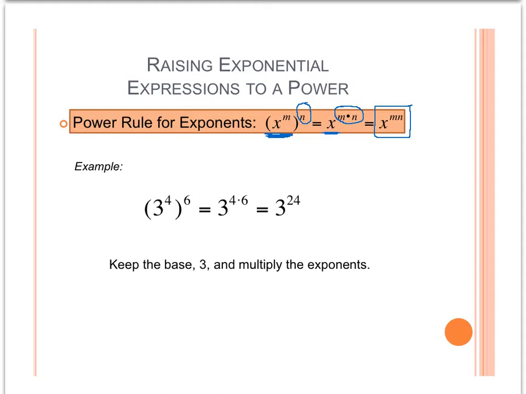In the example, we can see we have 3 to the 4th and that quantity raised to the 6th power. So again, we leave the base 3 and then multiply the exponents together, which gives us 3 to the 24th.